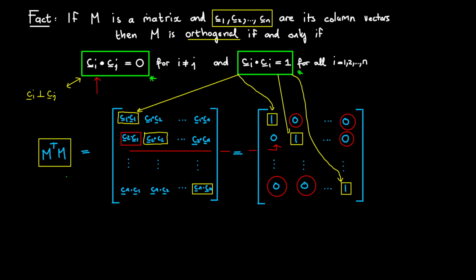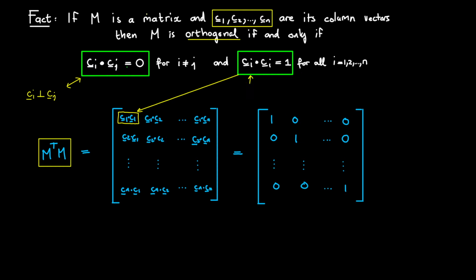And it's very easy to see that if M was orthogonal, we would also get that its column vectors are mutually orthogonal, just by the same argument, but in reverse. So this being 0 would force this dot product to be 0, and the entries on the main diagonal being 1 would force these dot products to be 1. And so that really explains this fact up here.